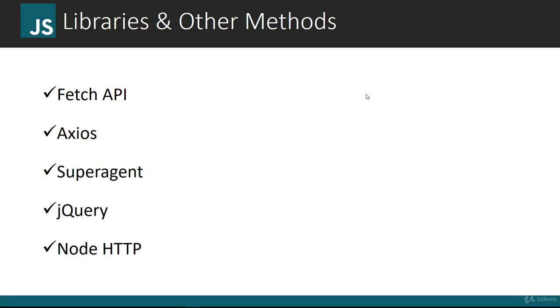jQuery, I would not suggest using for Ajax because it's so bloated. It's a complete DOM manipulation library, so to just use it for Ajax really doesn't make much sense. And then you have Node HTTP, which is nice if you're using Node.js. In this course we'll be looking at XHR and Fetch. There are other external libraries like Prototype, which I haven't really gotten into, but there are other ways to make HTTP requests as well. In the next video, we're going to go ahead and get started with Ajax.